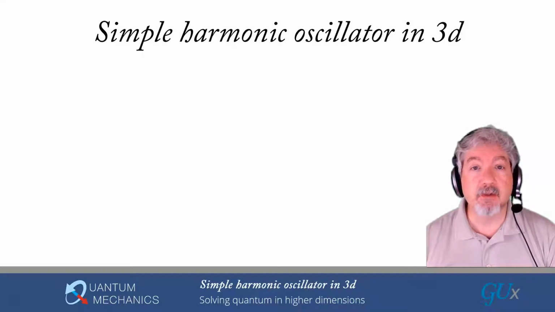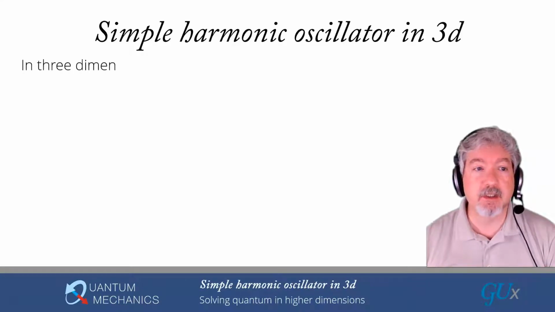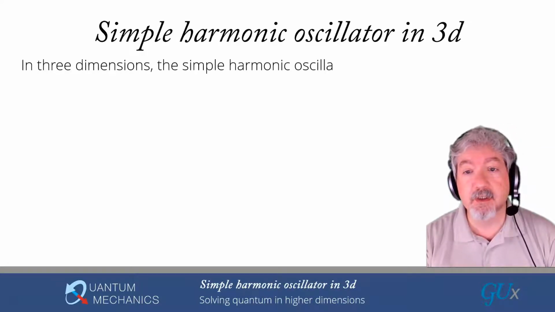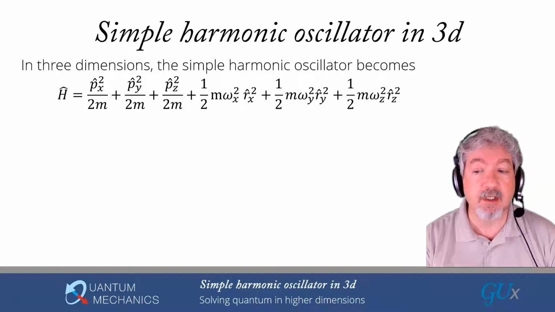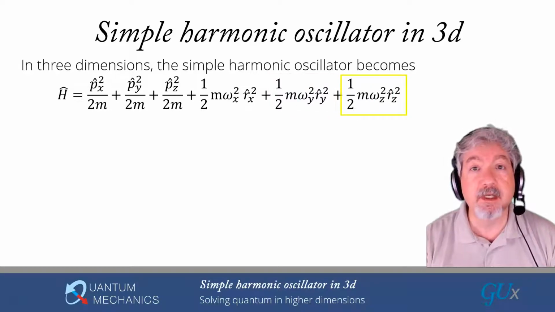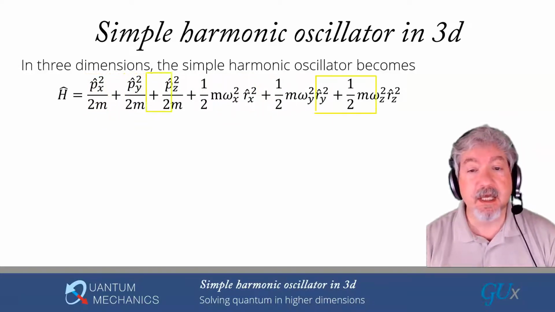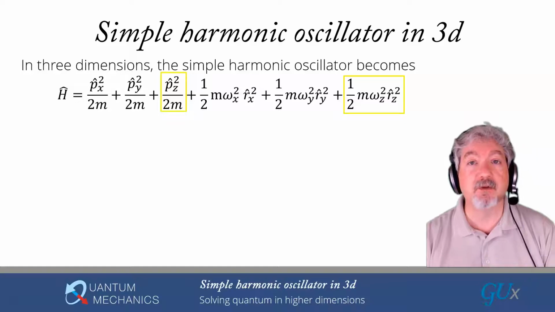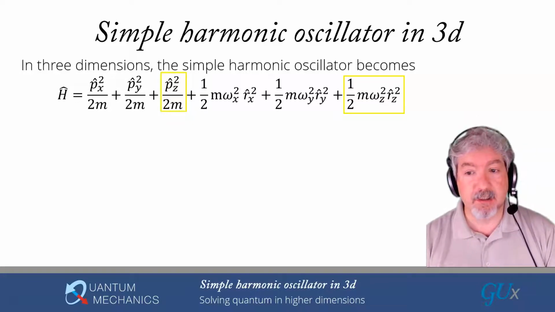So we're going to start by looking at the Hamiltonian for the simple harmonic oscillator in three dimensions. And it involves the sum of the Hamiltonians in each of the different dimensions. So I have a kinetic energy that is px squared over 2m plus py squared over 2m plus pz squared over 2m. And then I have the potential energy terms, 1/2 m omega x squared rx squared plus 1/2 m omega y squared ry squared plus 1/2 m omega z squared rz squared. And you can see if I just match up the x pieces of that Hamiltonian and the y pieces of that Hamiltonian and the z pieces of that Hamiltonian, I have three different one-dimensional Hamiltonians that I have added together.